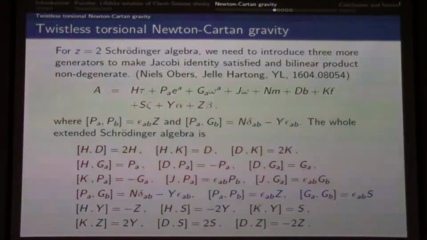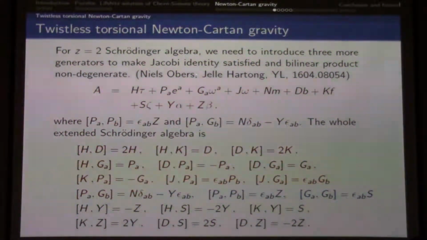But that's no longer true, because it will violate the Jacobi identity. So to restore the Jacobi identity, what we found in our paper was we should introduce two more generators so that together they are the triple extended Schrödinger algebra in 2D. And so this part, the red part, is the original Schrödinger algebra. The blue parts are the extra generators we introduced, so that we can possibly get a non-degenerate bilinear product. And to fix the Jacobi identity, you find that you also need the list of commutators in black. So together they form a complete algebra.